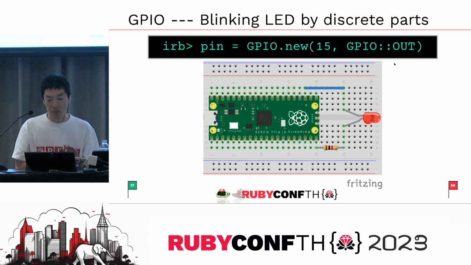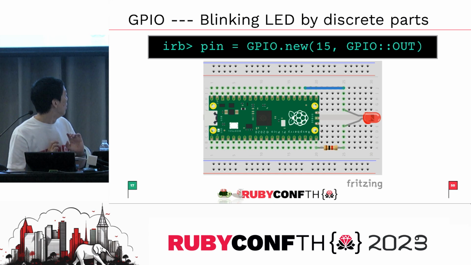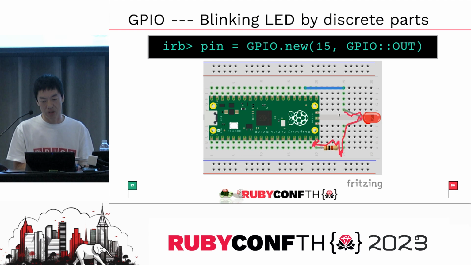I will skip this demonstration, but let me explain the theory. GPIO 15 is here, and the current flows through and blinks the LED and goes back to the ground. This is the closed loop of the current. You can blink an LED like this. And this is essentially the same as before.